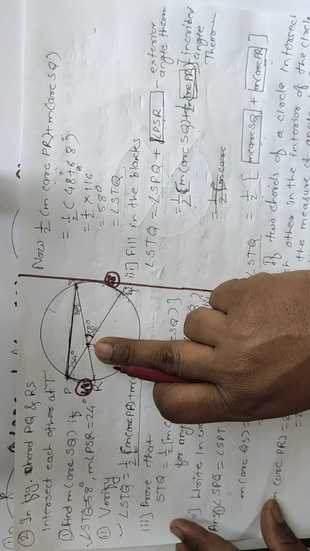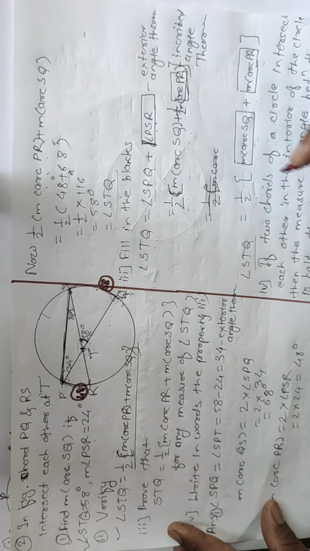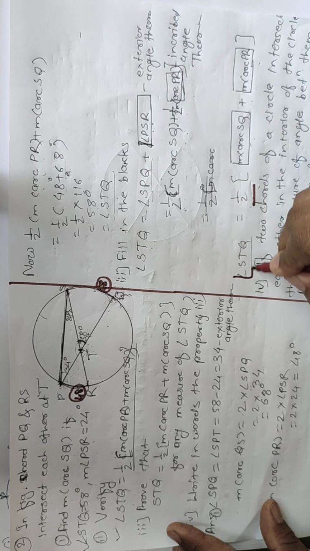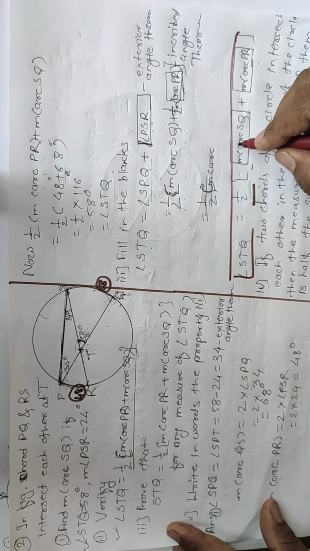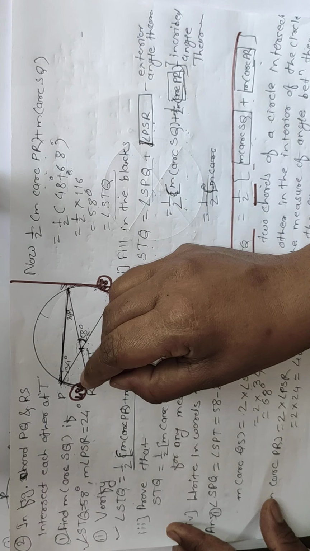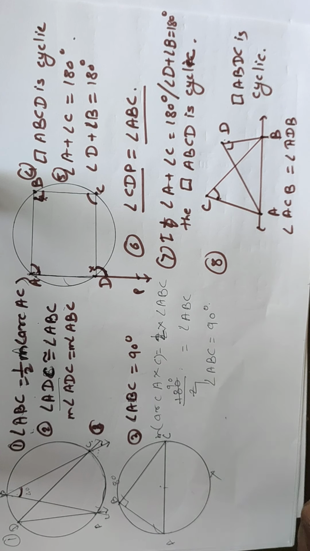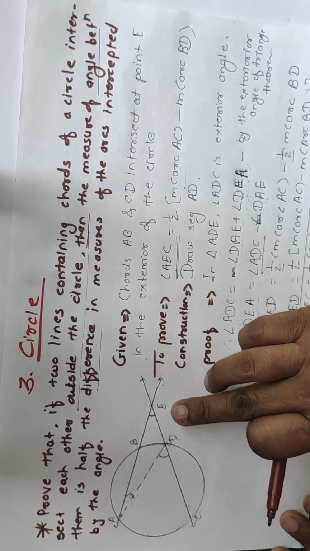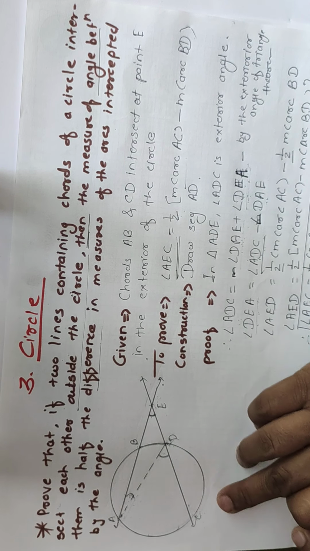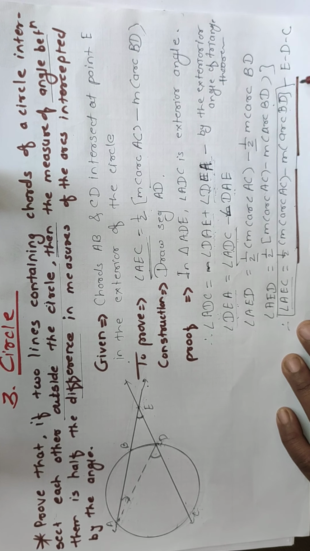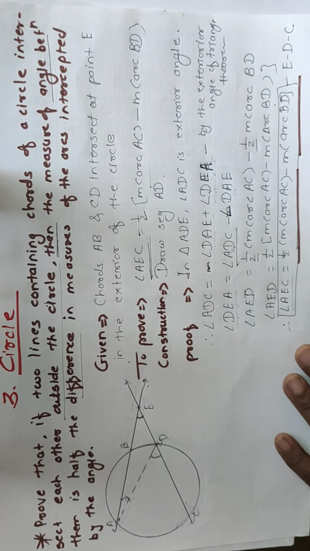And then the next point, which we studied yesterday: when two chords intersect each other internally, the measure of the angle is half of the measure of arc SQ plus the measure of arc PR. This is the next point. And the last point that we studied today: if they intersect externally, then angle AEC is equal to 1/2 of the measure of arc AC minus the measure of arc BD.